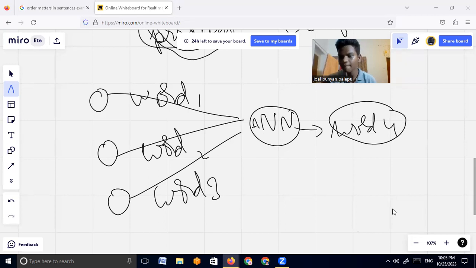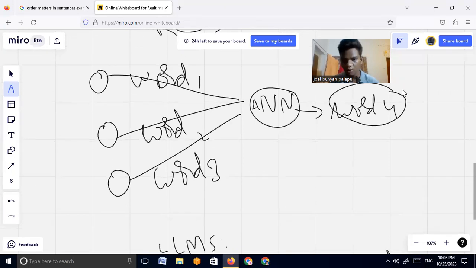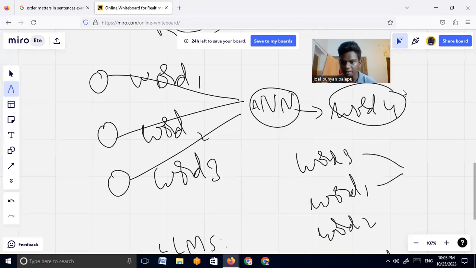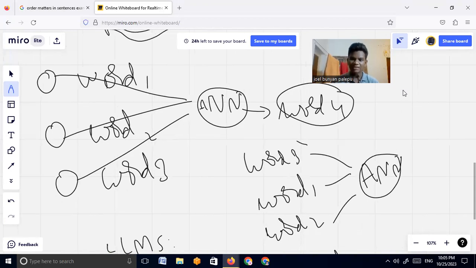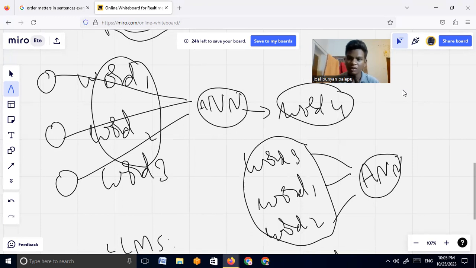All right. So this is a classic neural network. But the problem is that word order doesn't matter. So word order will not be taken into account. For example, if you were to give the words in a jumbled form, let's say word 3, word 1, word 2, as inputs to the neural network, the model would basically consider both of these sentences to be the same. That is what the model would conclude.